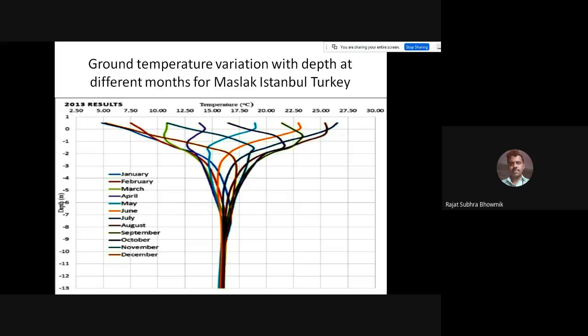This graph is from Maslak, Istanbul, Turkey. You can see that throughout the year the temperature is changing at the upper surface of the ground. But if you go to some 6 to 7 meter depth in the ground, the temperature is fixed at about 15 to 17 degrees throughout the year. There is no change from the outside. So we can utilize this natural thing.